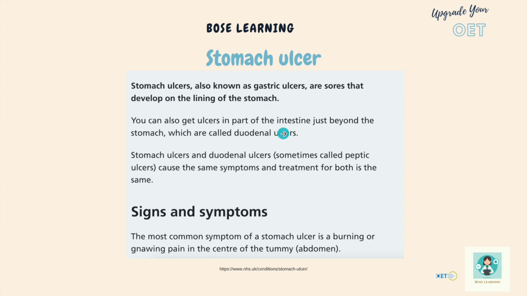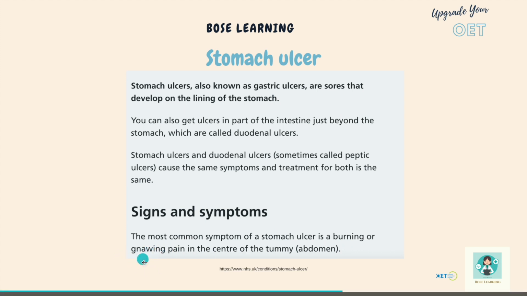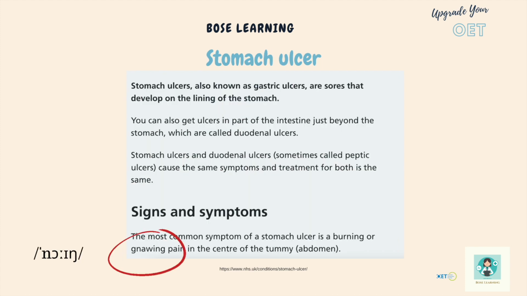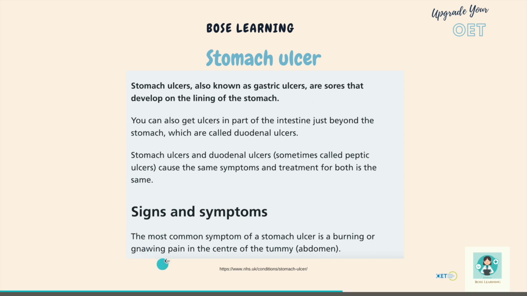You can get ulcers in the intestine or intestine. We pronounce it both ways. I say intestine, just beyond the stomach, which are called duodenal ulcers. And stomach ulcers and duodenal ulcers are also sometimes called peptic ulcers, and they have the same symptoms and treatment. Common signs include burning or this lovely word here. How do we pronounce this? Gnawing pain. So we would pronounce it with gnawing, gnawing pain in the center of the tummy or abdomen.